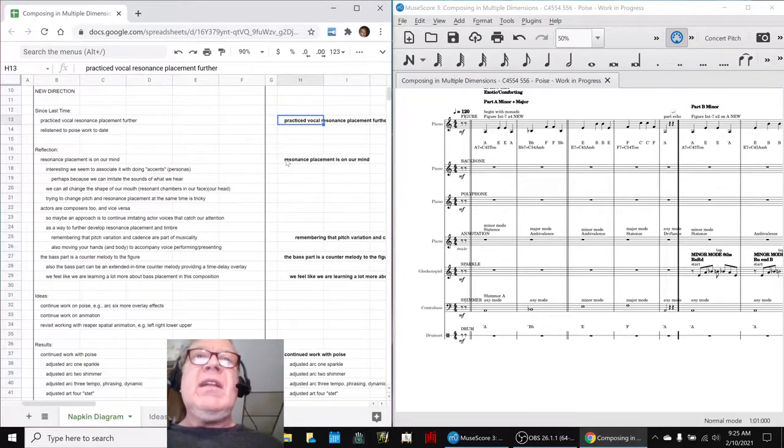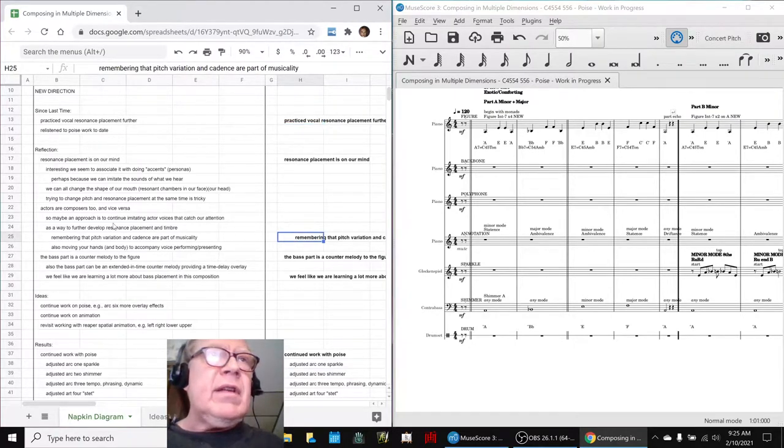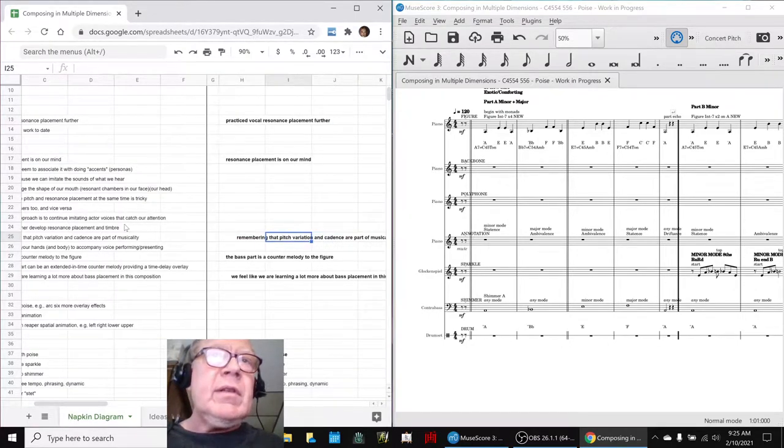Because resonance placement is on our mind, we realize that when we imitate certain actors that we've heard, a lot of times we're automatically adjusting the backs of our throats or the nasal quality up here to change the flavor and taste of how our voices sound. And that reminds us that pitch variation and cadence, as well as timbre and resonance, are all part of musicality. Our voice is our instrument.